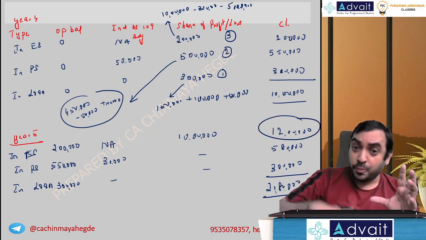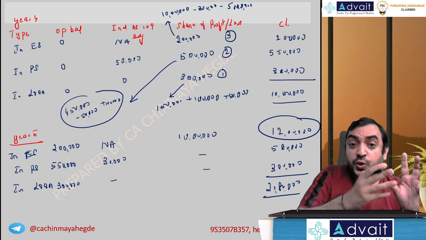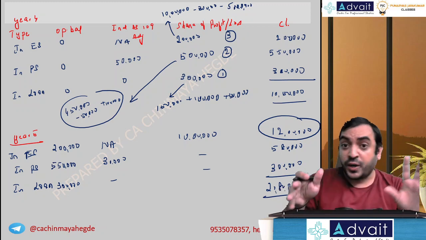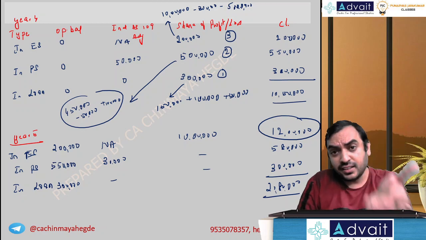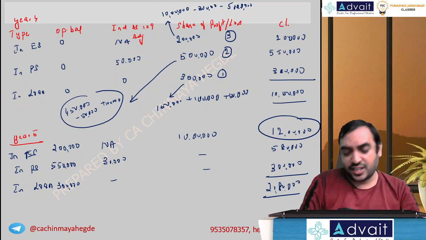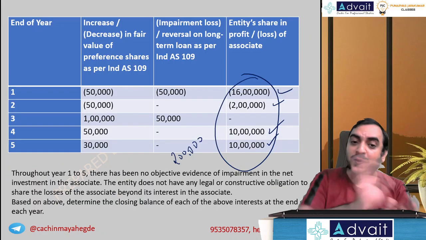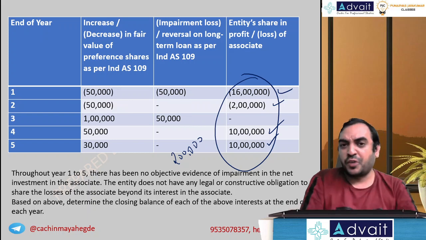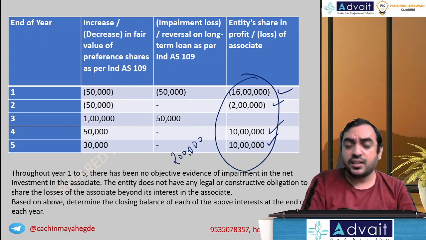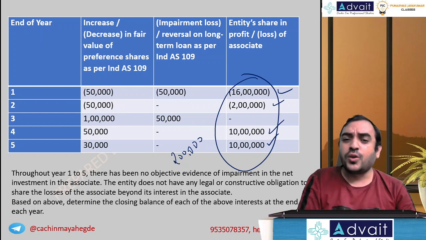Loss happened, profit happened, it went to equity share, it went to loan, it went to preference share, then it came back. Ultimately, it will be in the equity shares only. Because whatever happened to loan and preference share, we reversed it because profit was earned. Simple verification. Sir, can I do it for preference shares and loan also?